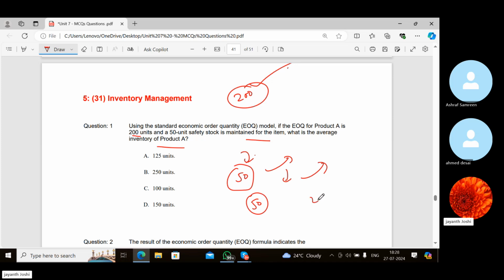Okay. And now they are maintaining 200. So 50 plus 200 divided by 2, so 250. No, just a second. The standard product is 200, and the safety stock is 50.